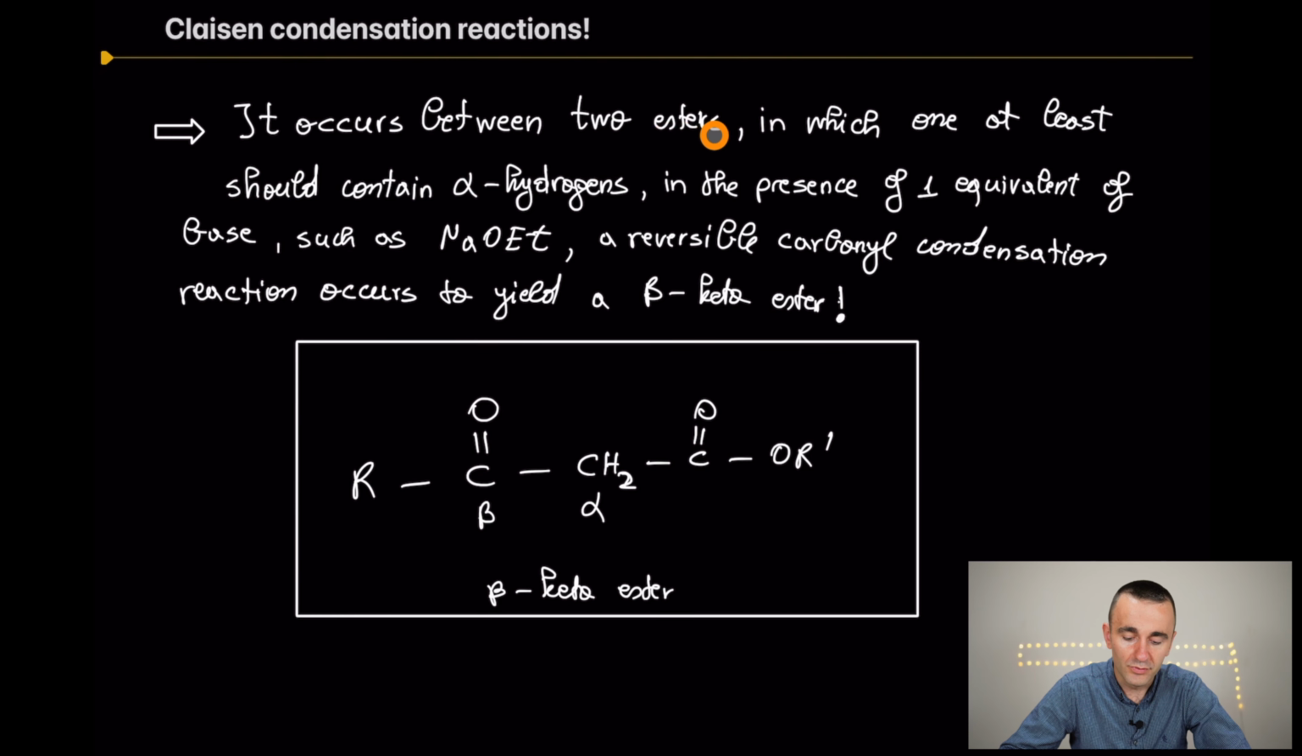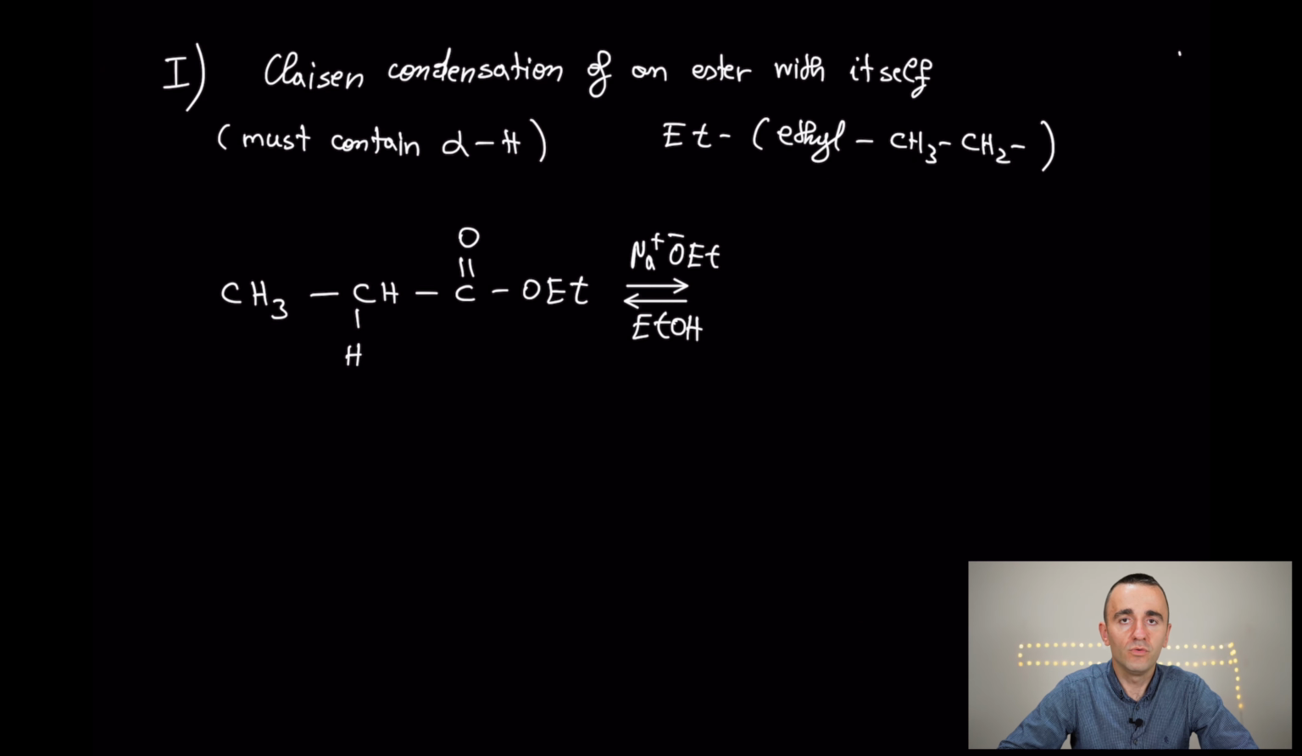It occurs between two esters, in which at least one should contain alpha hydrogens, in the presence of one equivalent of base, such as sodium hydroxide. A reversible carbonyl condensation reaction occurs to yield a beta-ketoester. This is the general structure of beta-ketoesters. We are going to cover the most typical scenarios.